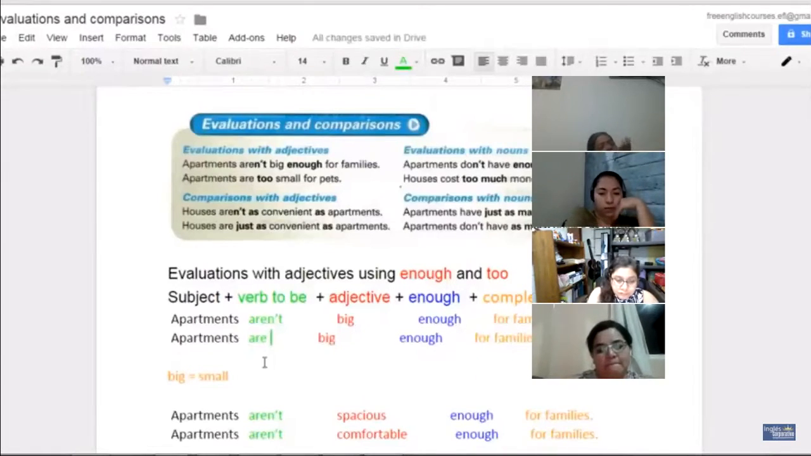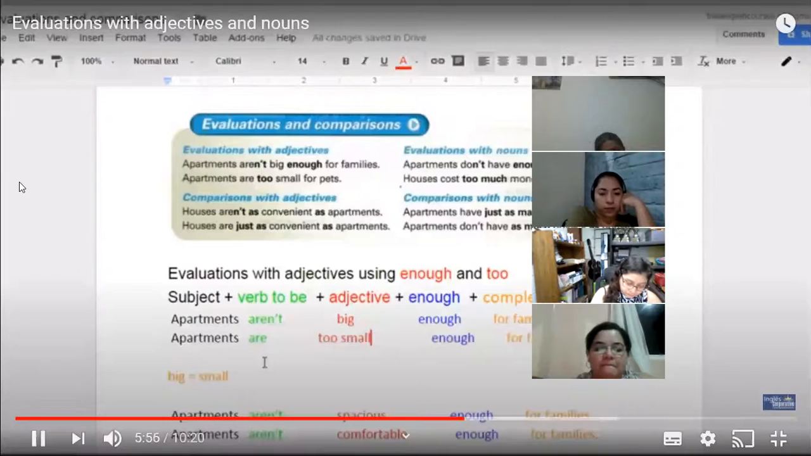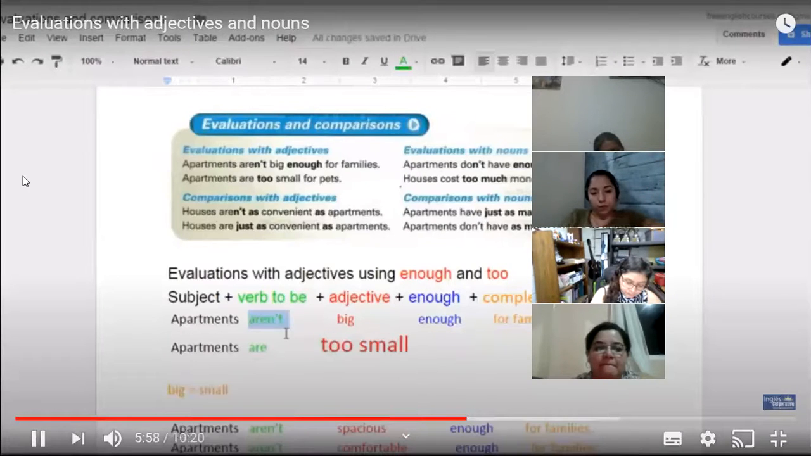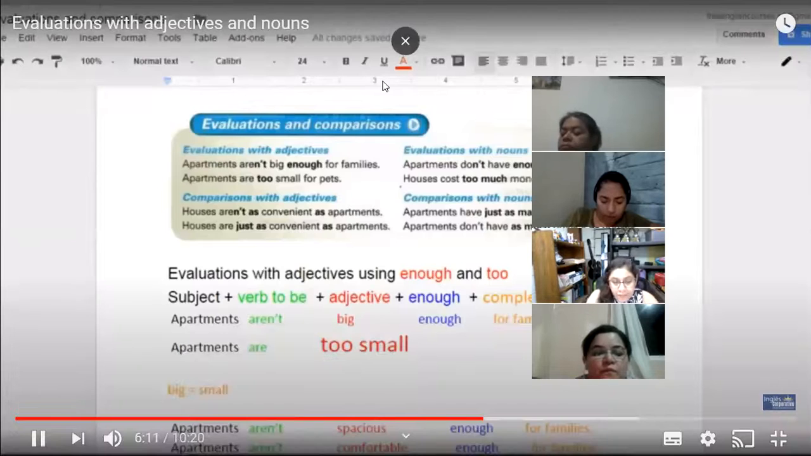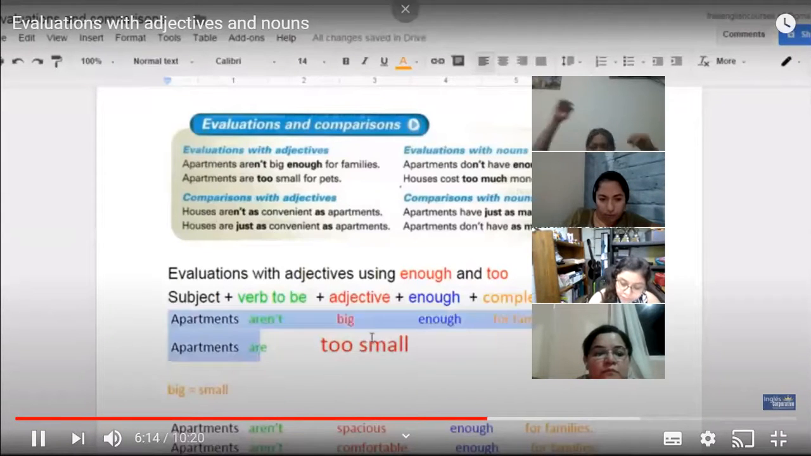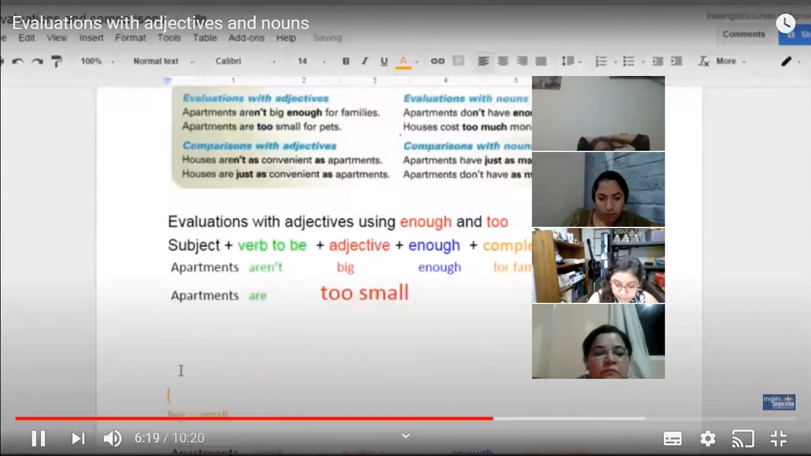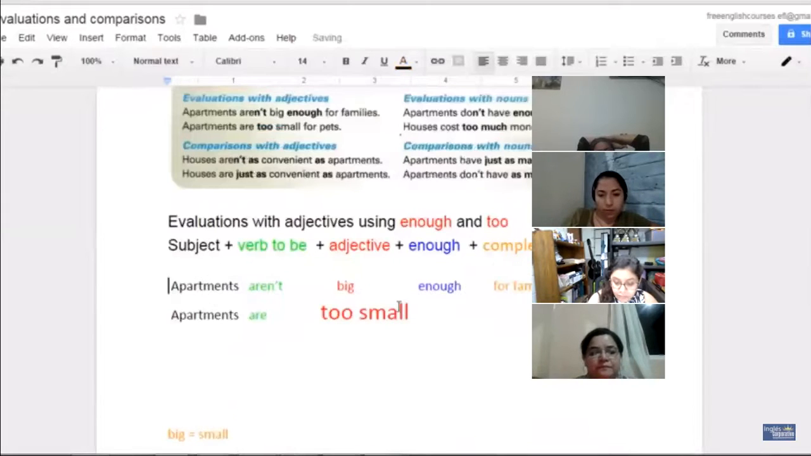So in this case, I'm going to say apartments are, and what I'm going to do is I'm going to include too small. So the only thing that changed is that I'm no longer using the verb to be in its negative form, but now I'm using it in its positive form. And then I'm including too plus the adjective small. And I'm saying for families. So what I want you to notice is that these two sentences, these two evaluations, are the same thing. The thing is that I'm expressing them in different ways.